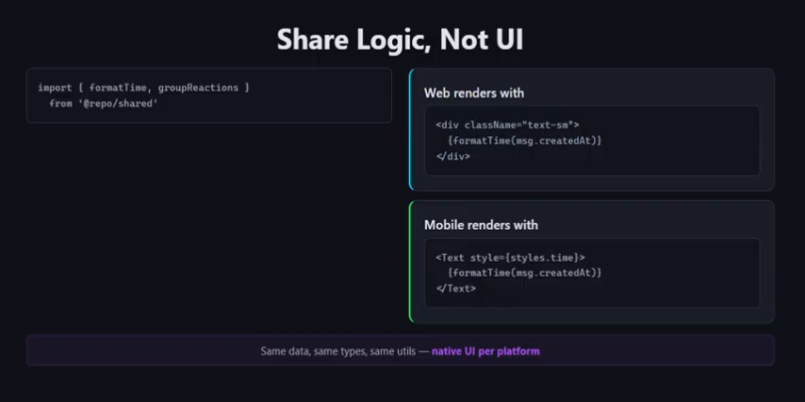The UI rendering. The web app renders a hover bar for adding emoji reactions. You mouse over a message and a little toolbar appears. The mobile app renders a long press menu. You hold your finger on a message and a sheet slides up. Same data, same logic, completely different user experience, because web users and mobile users interact differently.